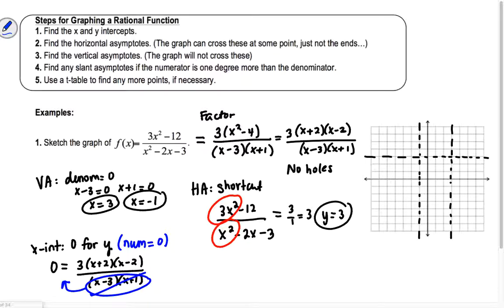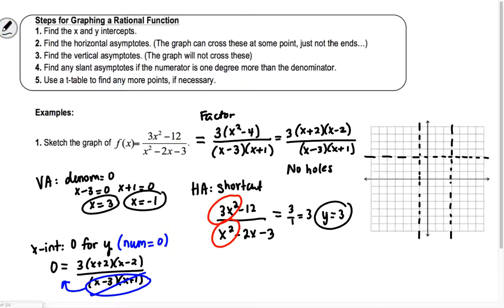So if that had just been like a 1 on top, if I had 1 over x minus 3 equals 0, then is there any x-intercept? No, because my numerator, 1 equals 0, doesn't work. I can't set my numerator equal to 0. So I think you guys have things like that on your homework. And every year people are like, wait, what about my x-intercept? You may not have an x-intercept.